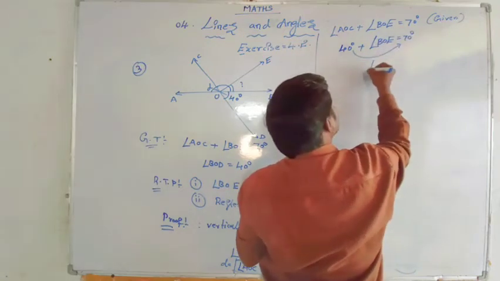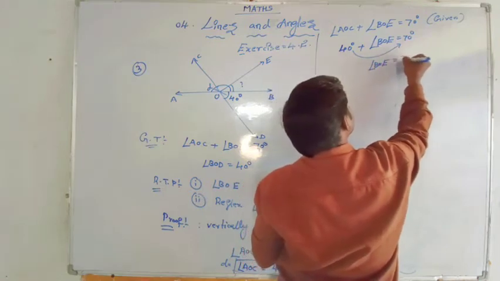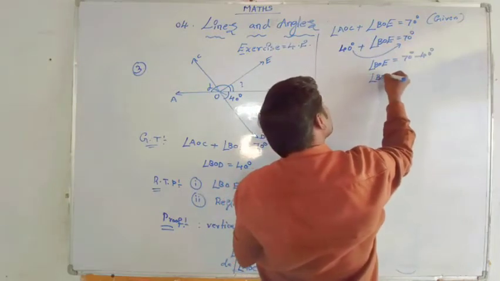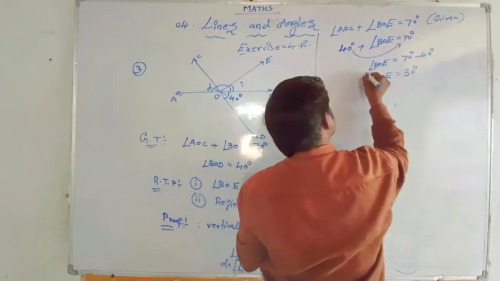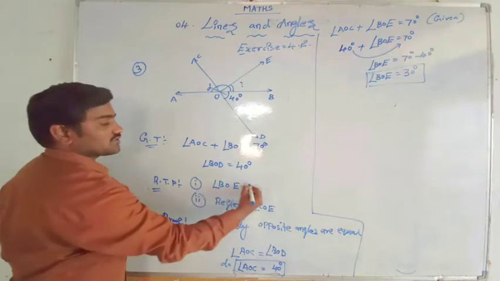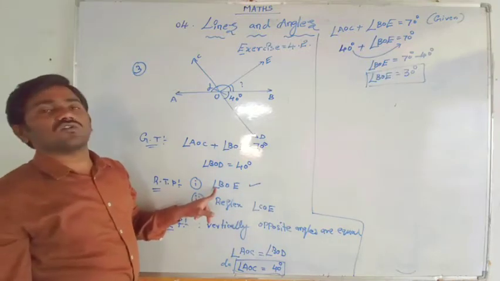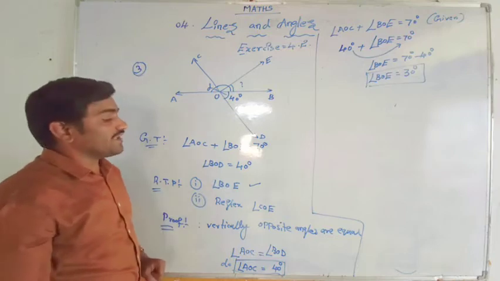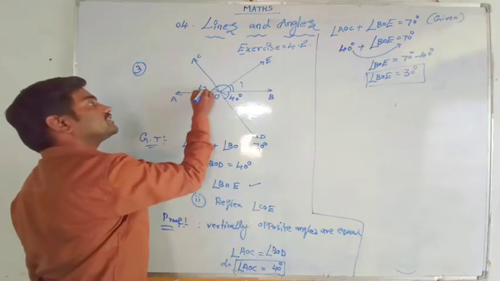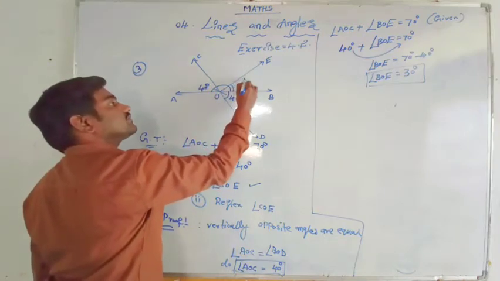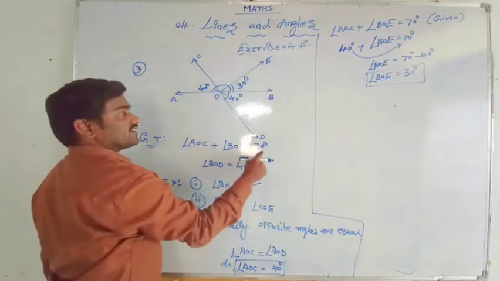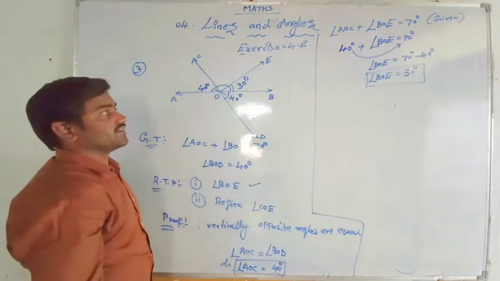With your mind only you can calculate this if you know the properties very well. 70 degrees minus 40 degrees, if you bring the 40 degrees over, so angle BOE equals 30 degrees. Yes, 70 degrees minus 40 degrees is 30 degrees. Hence we got the first one, angle BOE equals 30 degrees. Now we need to find angle COE. Here it is 40 degrees, here it is 30 degrees, and already AOC plus BOE is 70 degrees, that is 40 plus 30.